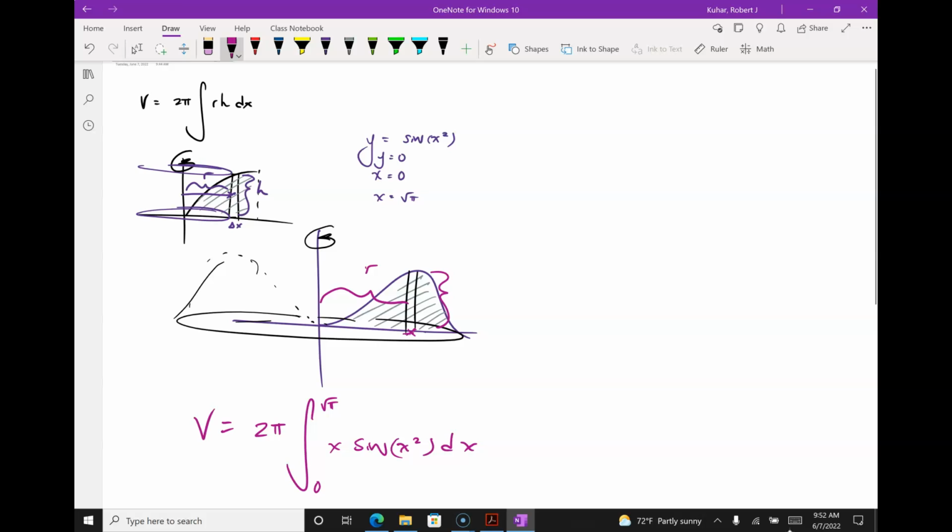And you can see the volume. R is a variable, h is a variable, dx is a variable.